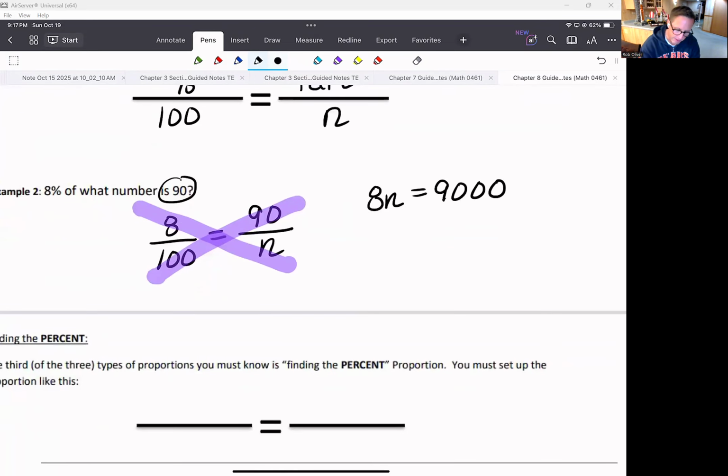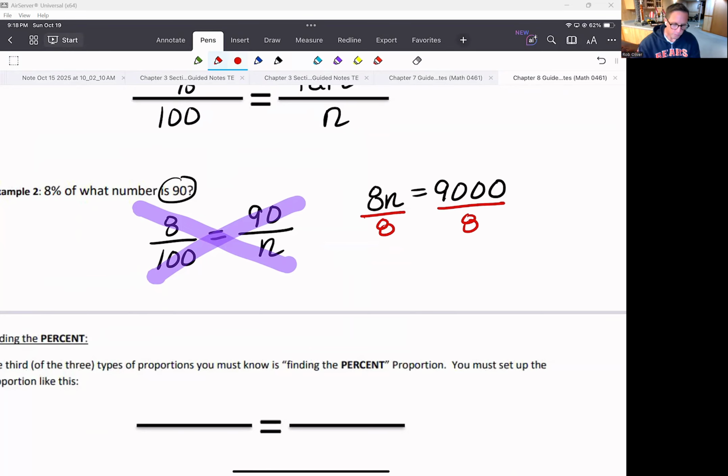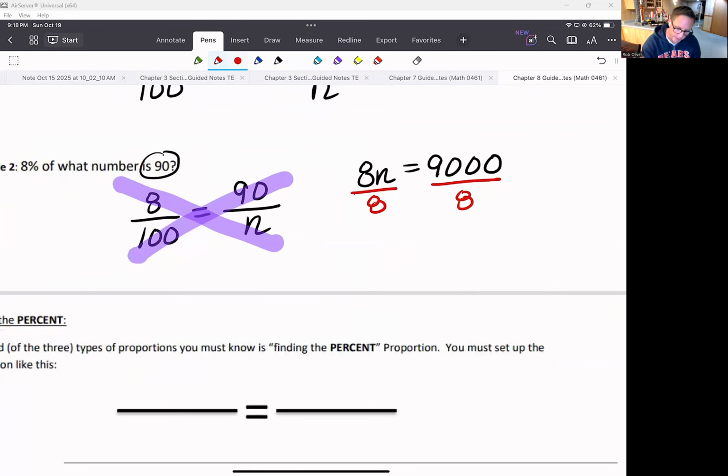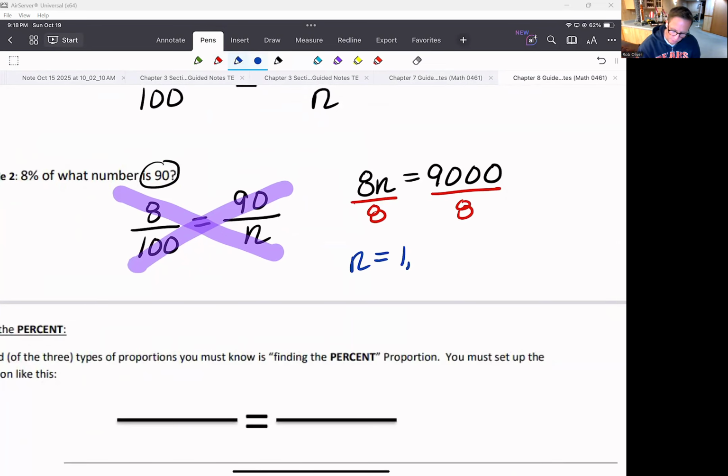And then we're just going to divide by 8. So 9,000 divided by 8 is 1,125.